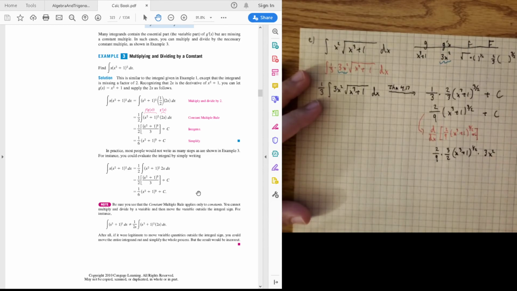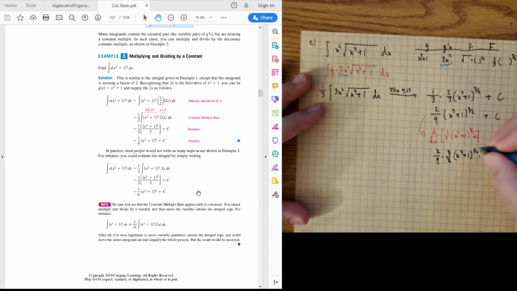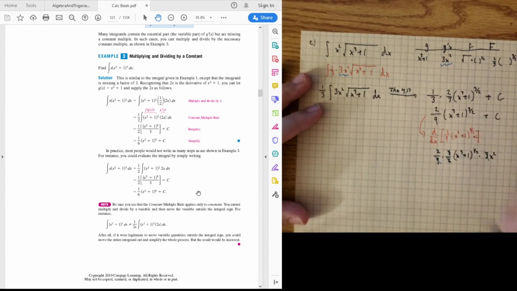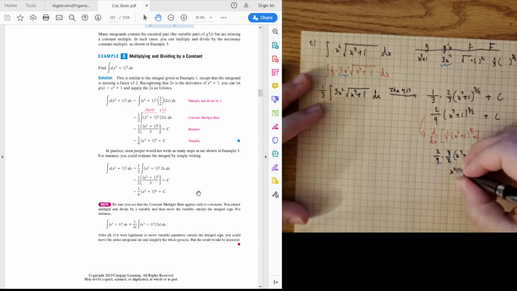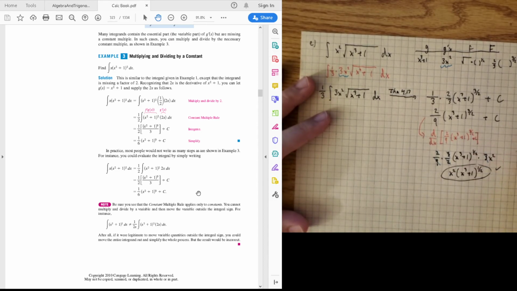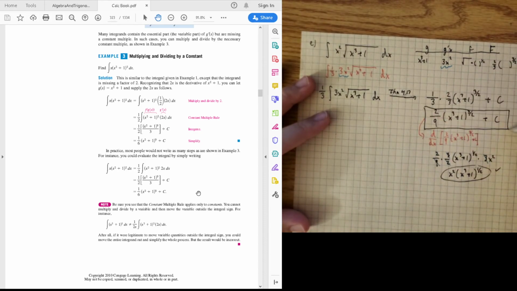And, lo and behold, watch the magic. 2 and 2 are going to cancel. The 3 and 3 make a total of 9, which cancels with the 9, leaving me with just an x squared times (x cubed plus 1) to the 1/2 power. Exactly what we started with. That's how I know this answer is right.